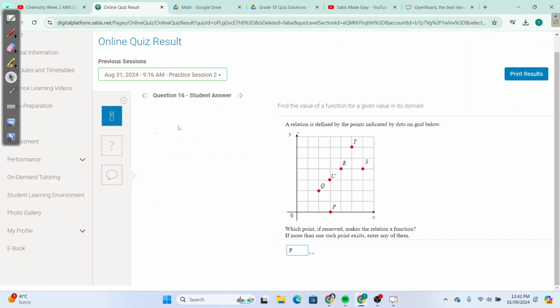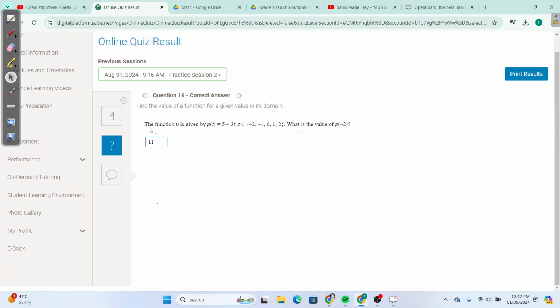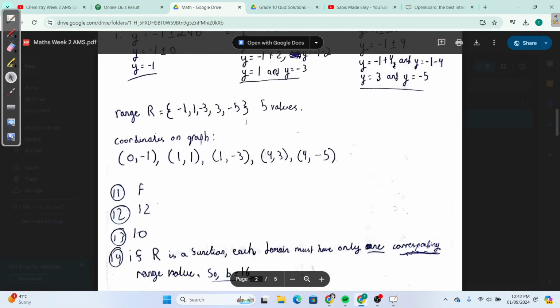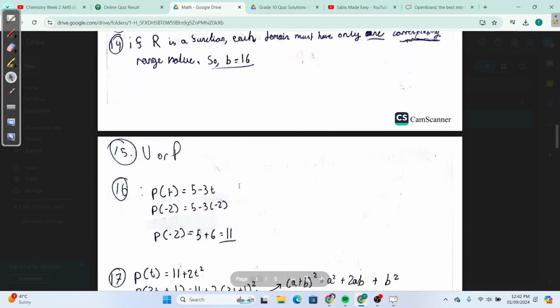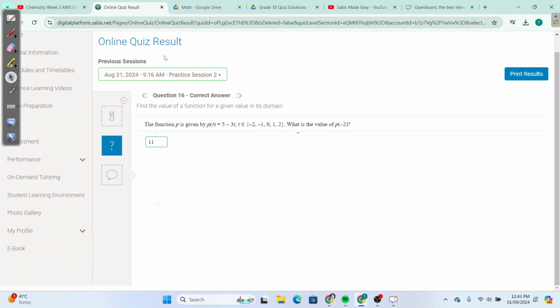Okay, so now question 16. The function P is given by P of T. Basically what you do here is substitute negative 2 instead of T. So it would be 5 minus 3 times negative 2. You multiply 3 by negative 2, which is negative 6. 5 minus negative 6 becomes a positive 6, which makes it 11.